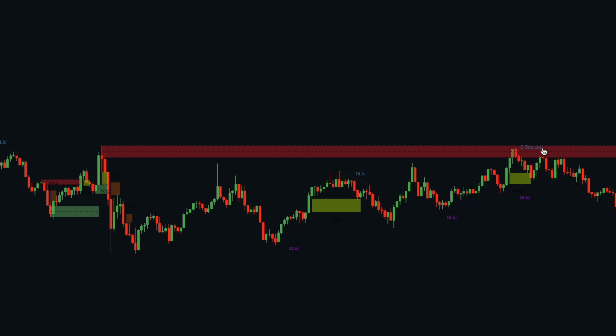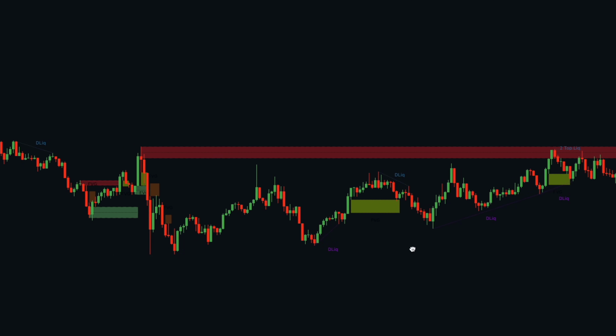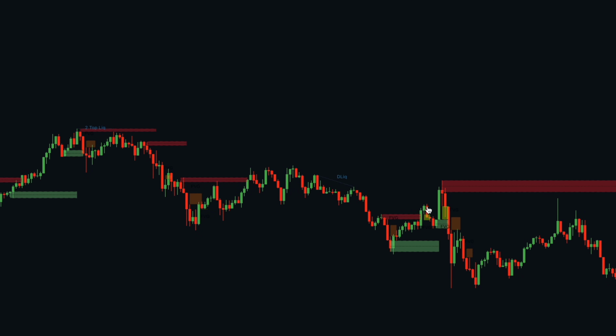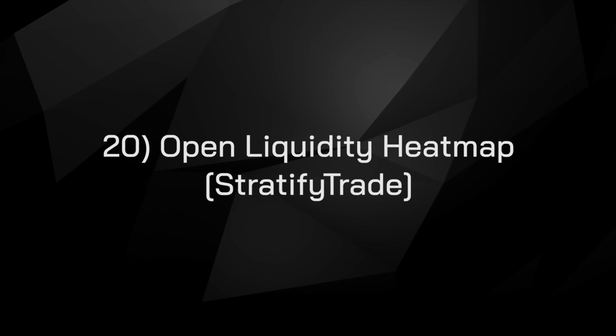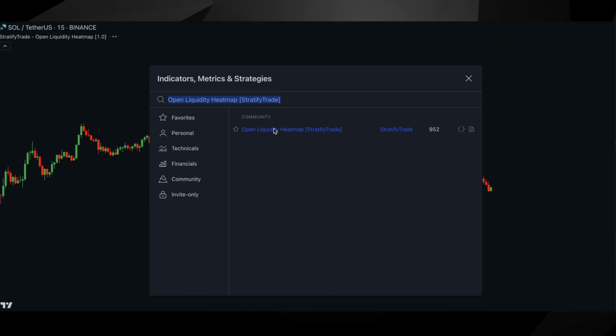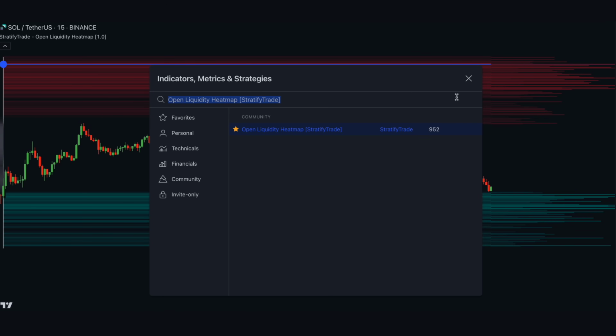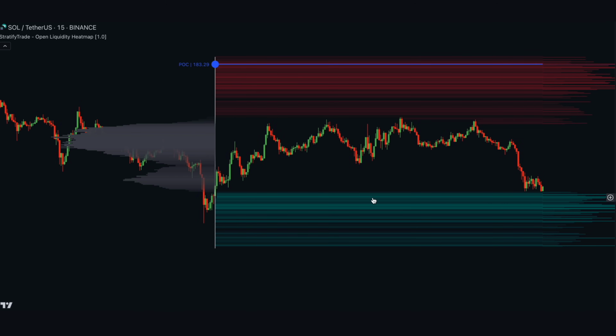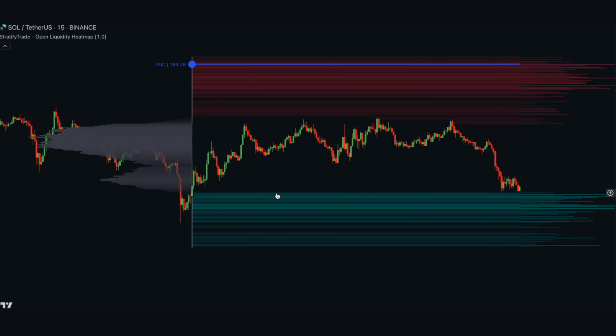Overall, this is a great tool to have in your arsenal. Add it to your favorites, and let's move on to indicator number 20. Open Liquidity Heat Map by Stratify Trade. Open Liquidity Heat Map is an indicator designed to display accumulated resting liquidity on the chart.